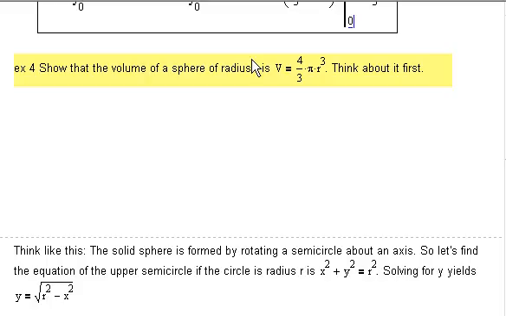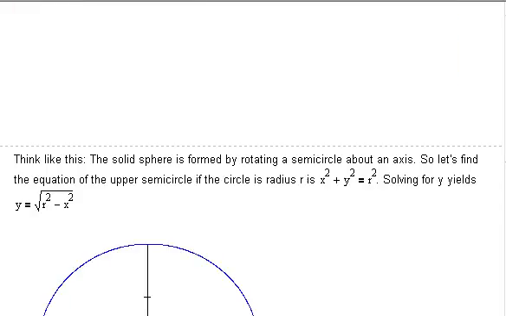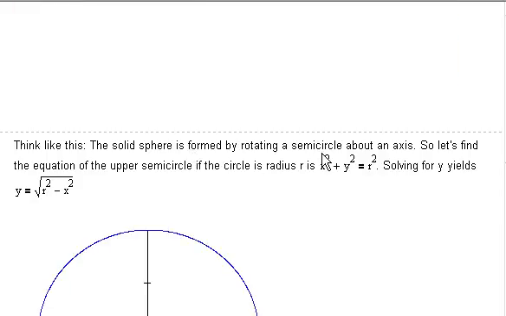So the hardest part of this problem is to discern how we're going to do it. You need to think about it first, and you think about, well, how would I construct a sphere as a solid of revolution? And the answer is, well, I guess if I took a semicircle and rotated that about the x-axis, that should be adequate. So the solid sphere is formed by rotating a semicircle about an axis.